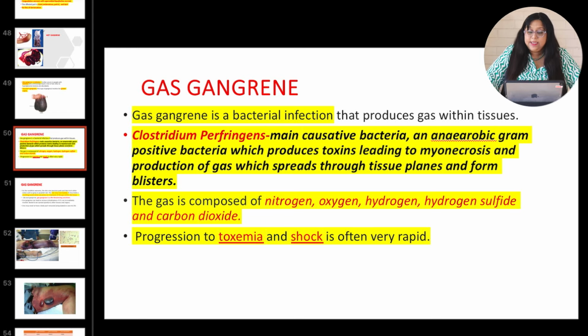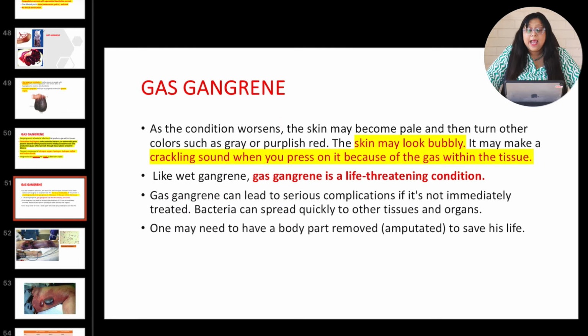In gas gangrene, the skin becomes paler and also turns gray or purplish red. The skin may look bubbly and there will be a crackling sound when you press on it because of the gas within the tissue. Like wet gangrene, gas gangrene is also a life-threatening condition.